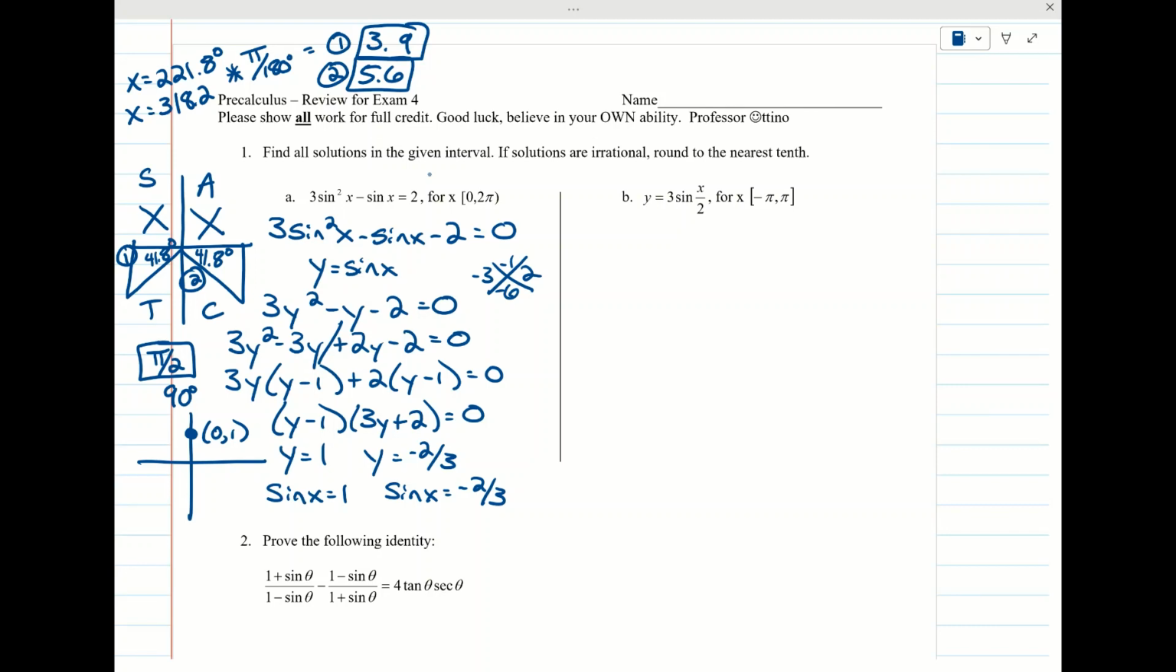Which part? What you do is you would type 221.8 times, hit the pi button on your calculator, and then divide by 180. Pi is in the middle left, and then you just divide by 180 and hit enter, and it should be 3.9. All right, you're welcome. Anyone else having trouble?